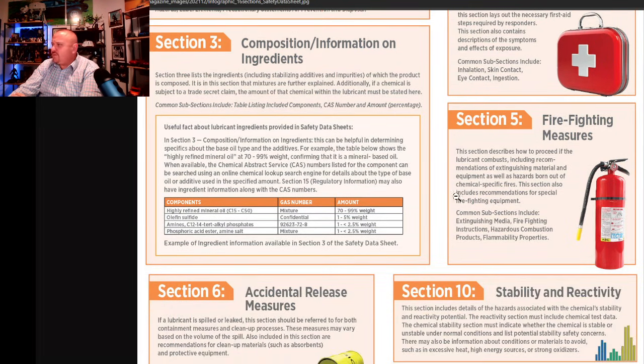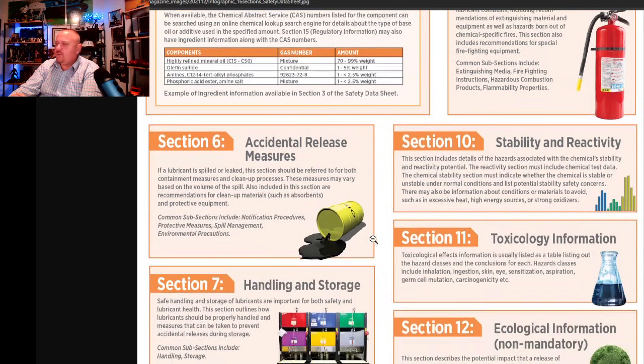Section 5, firefighting measures. This section describes how to proceed if a lubricant, used here as an example, or a chemical combusts, including recommendations of extinguishing material and equipment as well as hazards born out of chemical-specific fires. This section also includes recommendations for special firefighting equipment. Common subsections include extinguishing media, firefighting instructions, hazardous combustion products, and flammability properties.